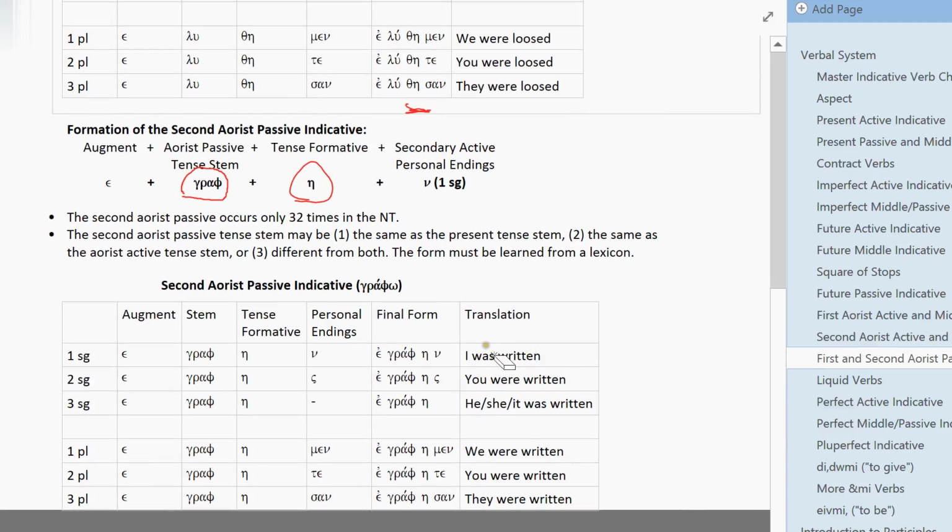That's it for the irregular or the second aorist passive. Remember, the meaning is not affected. It's still just the passive sense of whatever the verb is. So here it's to write, grapho, and notice that graph, the stem, is the same as the present active indicative, grapho, I write. And here it's just I was written. So first person singular, I was written. It's just the passive sense of the verb. No big deal, no change in meaning or anything like that.